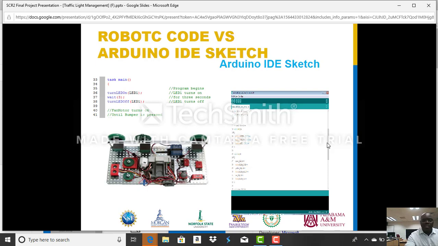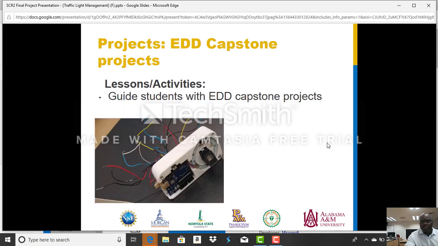As you can see here, this is just Robot C and an Arduino IDE sketch next to one another, and you can see a lot of similarities between those two languages. Therefore, I want these students to strengthen their coding skills just by having another opportunity using a different platform.